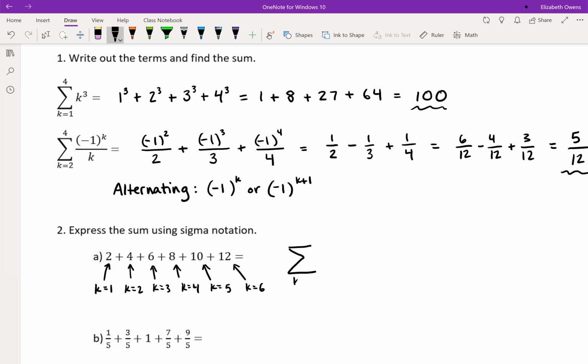We said we're going to start at k equals 1, and then I can see that it's going to stop at k equals 6. So we're going from k equals 1 to 6. All we need is the formula for our terms there. So for those of you on the call here, what do you think our formula is going to be for these terms? Let's see if anyone gets it in the chat here.